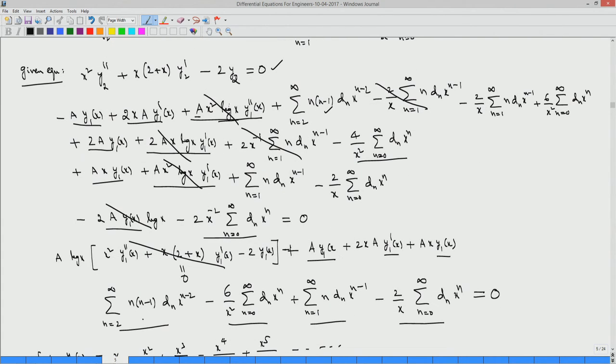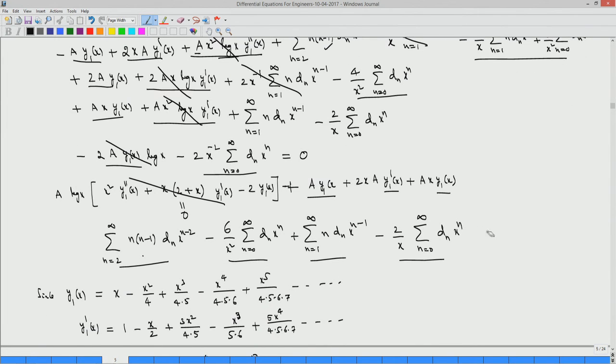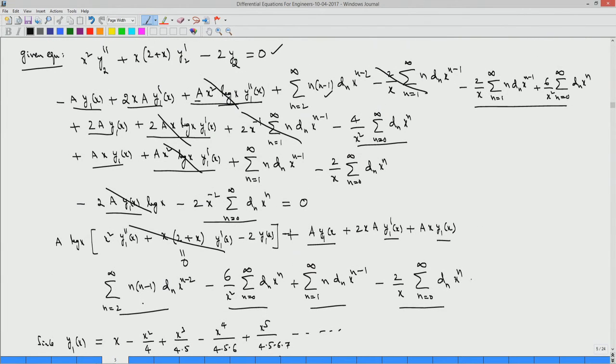As usual, you can remove this y, since y1 is satisfying these 3 terms together, these 4 terms I cancel, because the first solution satisfies the given equation, so that will make it 0. So what you have is this, and I have 2 more. These 2 terms are required, these are extra. So you have to add minus 2 by x, n from 1 to infinity, n dn x power n minus 1, plus 6 by x square, n from 0 to infinity, dn x power n, which is equal to 0.